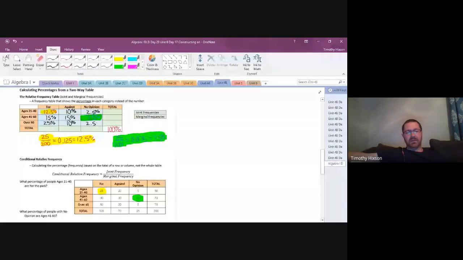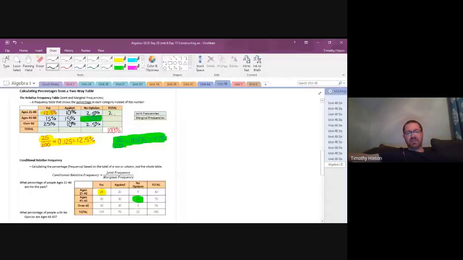Now, I intentionally left the marginal frequencies blank here because you can actually get them two ways. First of all, I could come back down here to this table if I'm doing this first marginal frequency, the total for ages 21 to 40. And I could say, okay, well, 50 out of 200 is 25%.